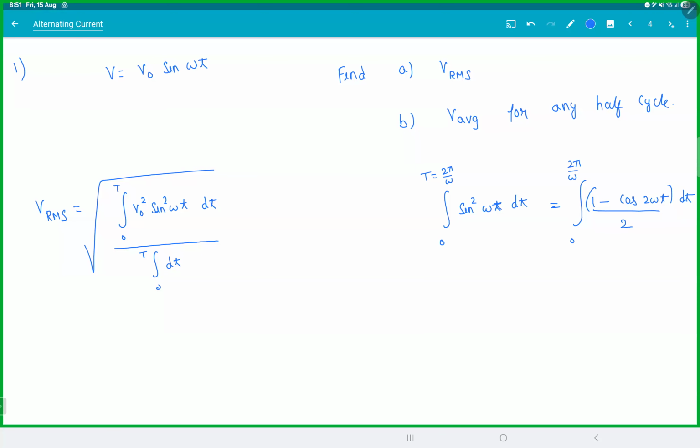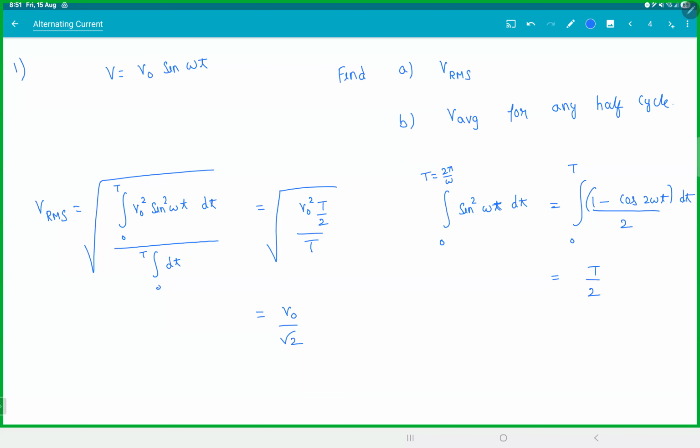So when you integrate this, you will end up with 0 to T there. That cos 2 omega t term will be 0. This will turn out to be T by 2. So in one time period, the cos function will be 0. So this will come out to be root over V naught square T by 2 by T. This will be V naught by root 2. That means whenever you get a sine function, you can replace that with a DC battery of voltage V naught by root 2.